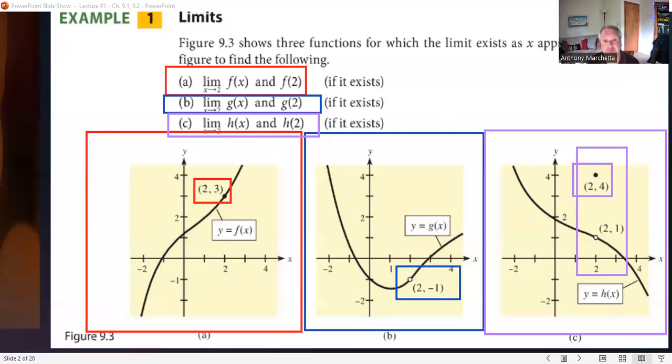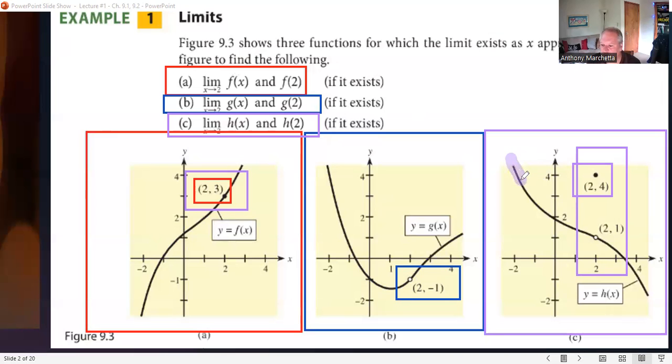So what is h of 2? 4. Just like what is f of 2? 3, right? Okay, so if you see a solid dot, it's easy to find the function value. But if there isn't a dot, then you say it doesn't exist, like in the blue picture. The other important topic here, and then we'll move on to the next slide, is what's the limit as x approaches 2? Okay, so I'm going to use my spray paint can now, okay?